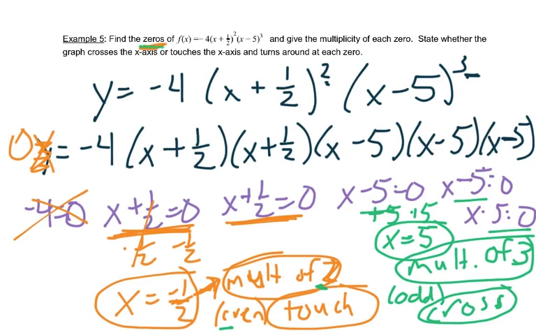So the direction said find the zeros, give the multiplicity of each, and state whether the graph touches or crosses. It says touches or turns around. That's a mistake. It should be touches or crosses.